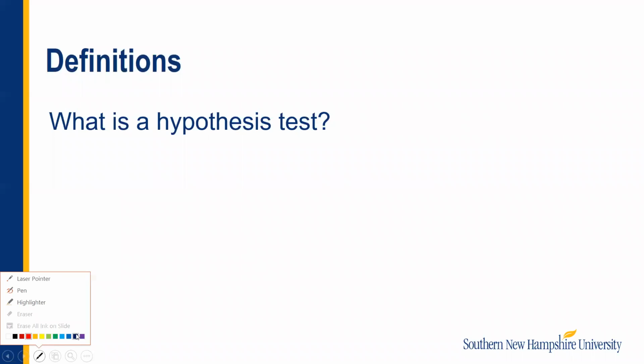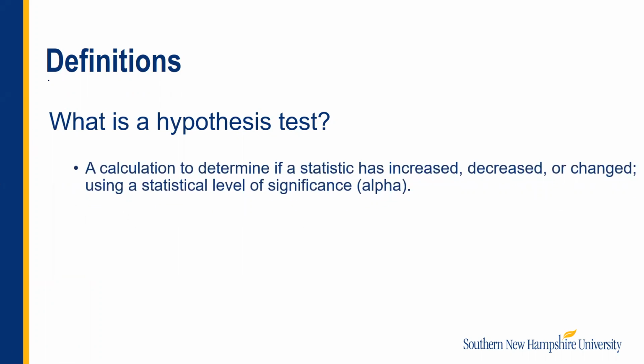So let's think, what is a hypothesis test? Pause for a second, and I'm going to ask you to do that many times. Pause for a second and think about what you think a hypothesis test is. If we're going by a definition, it says it's a calculation to determine if a statistic has changed in some way, and we use a statistical level of significance, also called alpha, to decide.